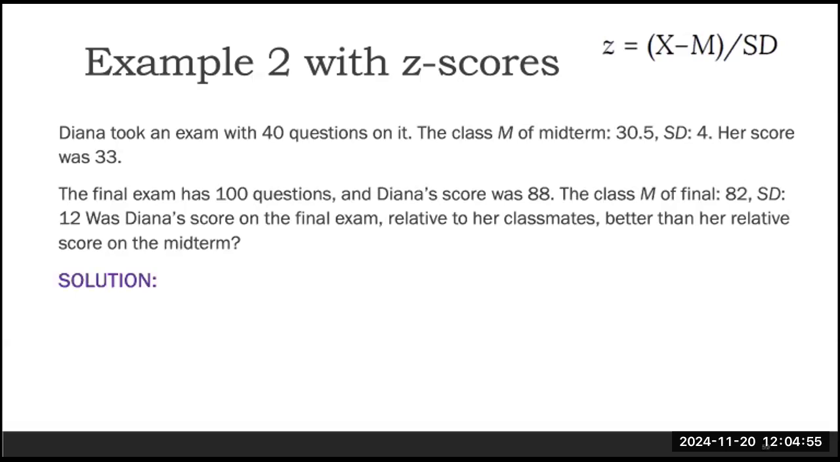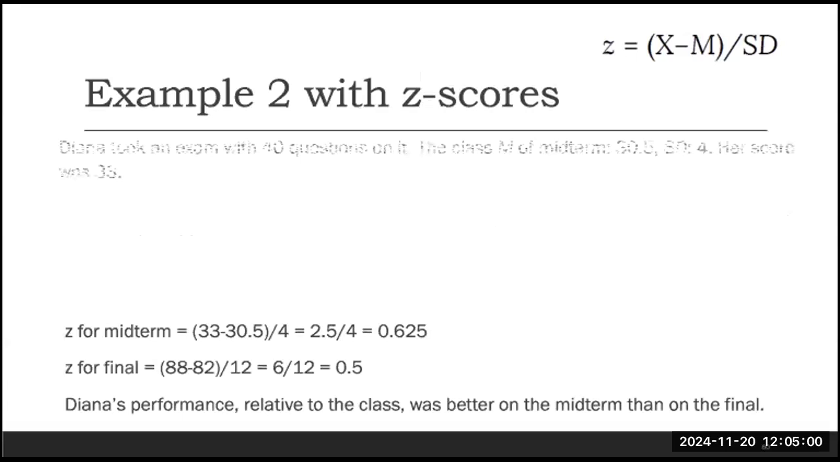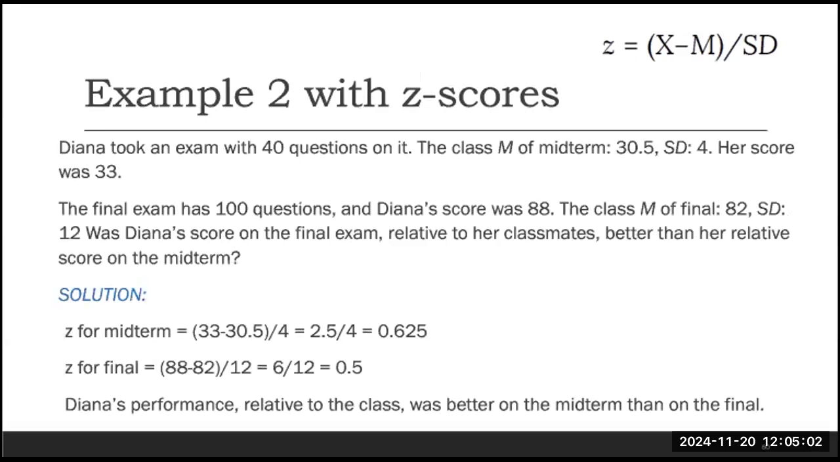So again, you would calculate the z-scores for each of the occurrences, and then you compare the two. So what was the z-score for the midterm? Well, her score was 33 minus the class average divided by the standard deviation, and she got 0.625. So her score on the midterm was 0.625 standard deviations higher than the class average.